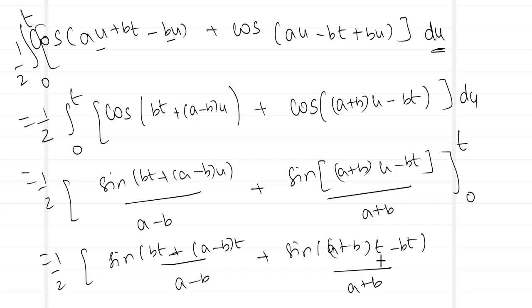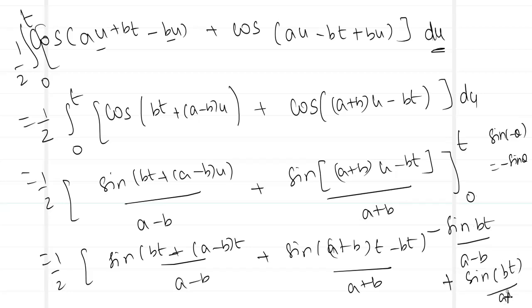So this is my upper limit. Now coming to the lower limit. When you put 0 over here, this term vanishes, leaving you with sin bt divided by a minus b. How about the second term? Minus sin of minus bt, and sin of minus theta is minus sin theta. Already we have a minus sign here, so this becomes plus sin bt divided by a plus b.